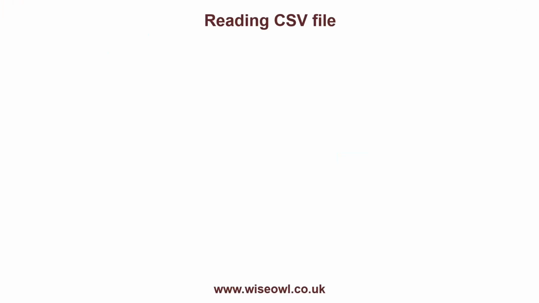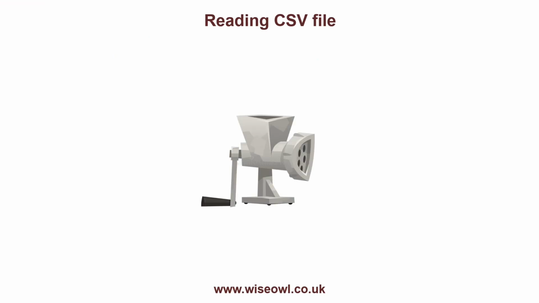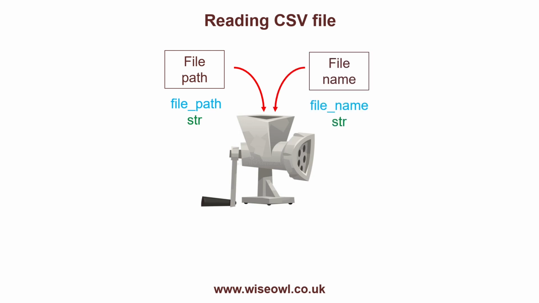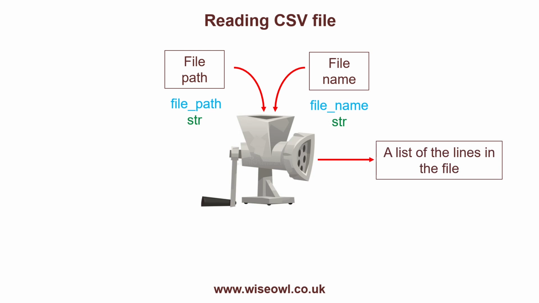So to do that, we need to go back to our mincer analogy. The arguments being passed into this, in this case, are twofold. Firstly, we'll pass in the file path. And we'll do that to make this generic so we can use it for any CSV files in any folder. And that we will call file path, and we'll make a string argument. The second thing we'll pass in is the file name, which we'll call file name, and will also be a string of text. And then coming out of the mincer will be a single bit of information, which is a list of all the lines in the file. We'll call the function film_lines, and the thing being passed out of it will be of data type list.